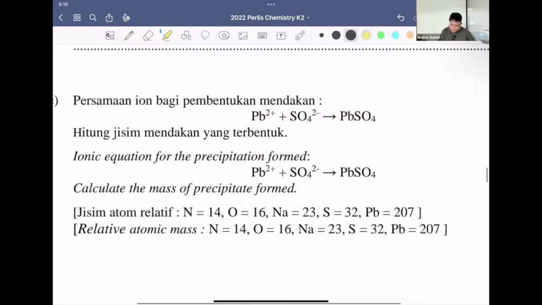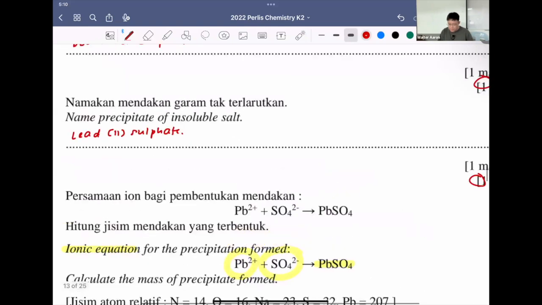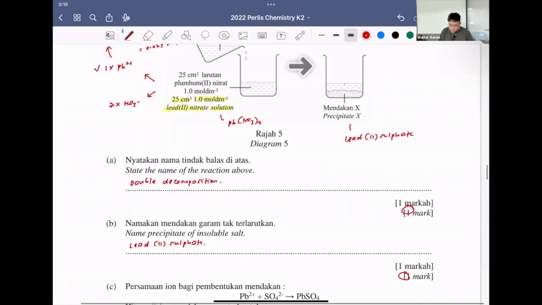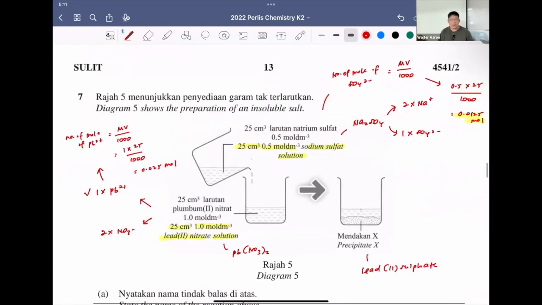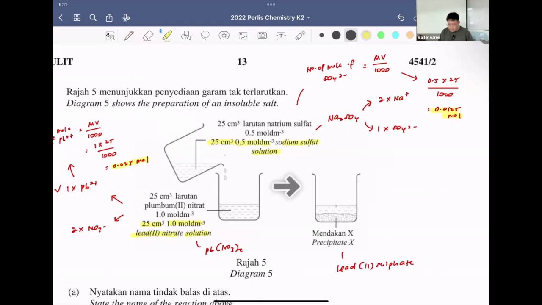Supposedly, we see the ionic equation shows you that for every 1 mole, you get 1 mole, right? So you must have a 1-to-1 ratio to form lead sulfate. But if you see properly in this question, you actually don't get an equal number of moles of lead and sulfate ions. I would say that the amount of lead ions will be higher compared to the sulfate ions, because we're comparing in terms of mole: 0.025 and 0.0125.